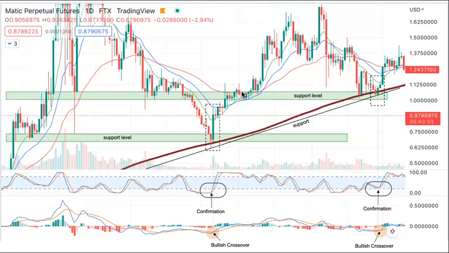Even though, if you enter here, you can still make a lot of money. And it's not wrong to enter here because this is a support. But I have my set of rules. You get what I'm saying? You guys have your own set of rules, so you have to stick to your set of rules. My rules tell me that I cannot enter here.